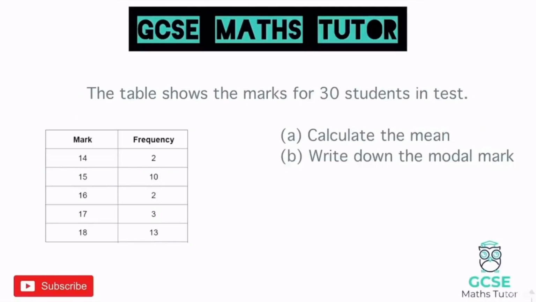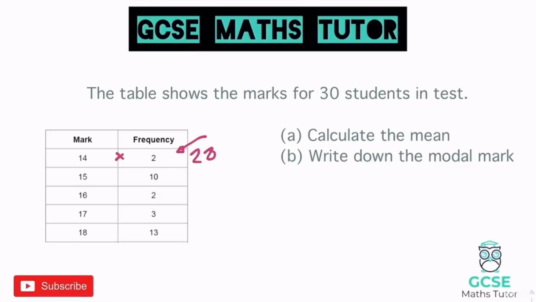Okay, so we're going to start by having a look at averages from a table. So this table shows the mark for 30 students in a test, and it wants us to calculate the mean and write down the modal mark. Now to calculate the mean, it's quite nice and simple. If we have a look at this table here, this first row says that there are 2 14s, and if we add together 2 14s we get 28, so we can just times these together to find out what the total is. So that's 28.